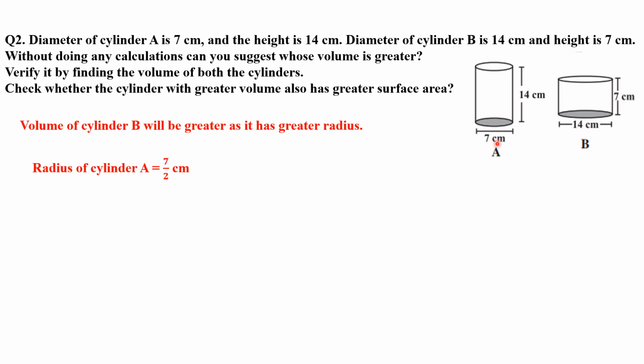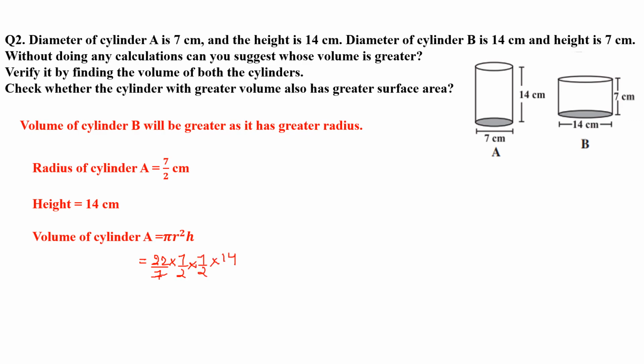So in the first case, radius of the cylinder is 7 by 2 because diameter is 7 centimeter, height is 14 centimeter. So volume of the cylinder formula is pi r square h, right? Now I'm going to put all the values over here. We know that the value of pi is 22 by 7. So I can write here 22 by 7. Radius is 7 by 2. So 7 by 2 into 7 by 2 and height is 14.